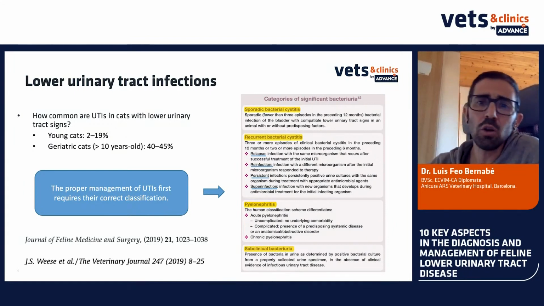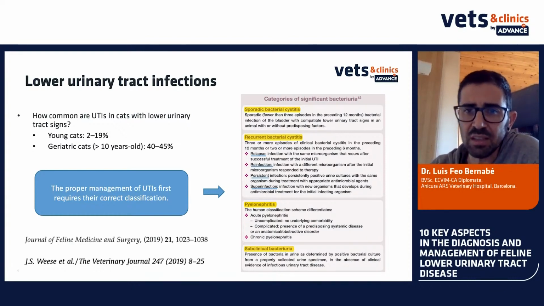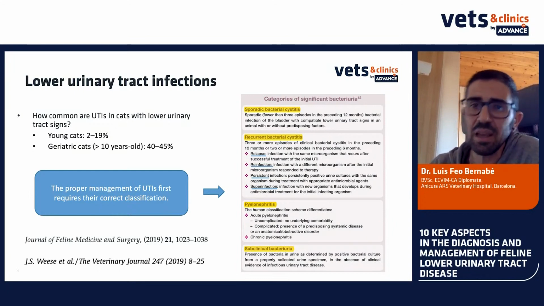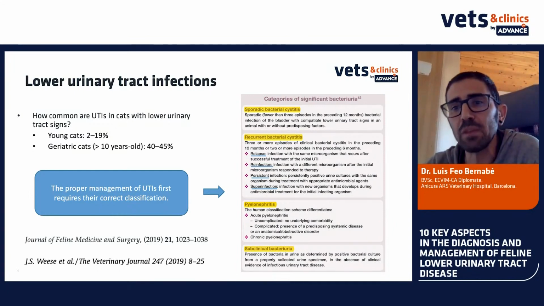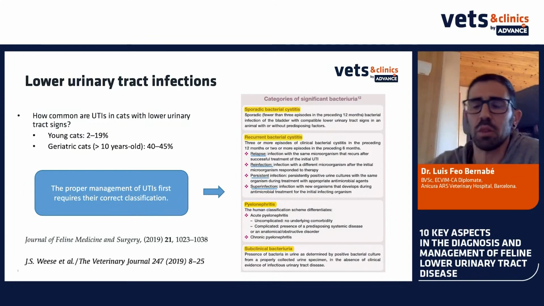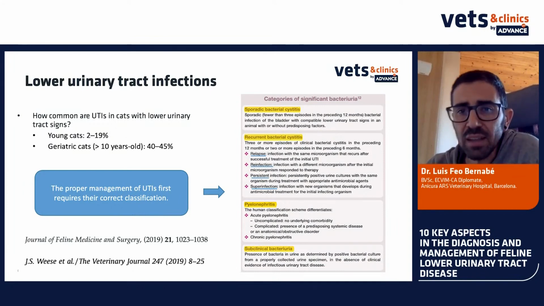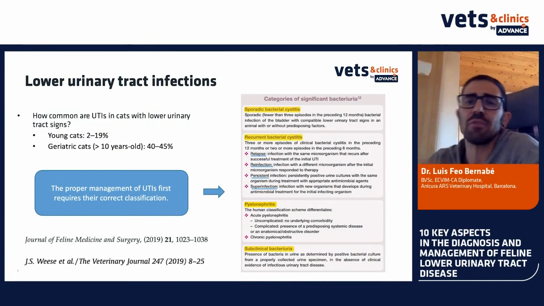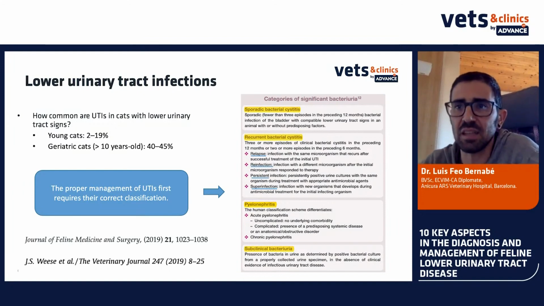And also it's very important to remember what is recurrent bacterial cystitis. That's the more complicated cases, where you have 3 or more episodes of clinical bacterial cystitis in the preceding 12 months, or 2 or more episodes in the preceding 6 months. And when you classify recurrent bacterial cystitis, you have different groups inside this category.